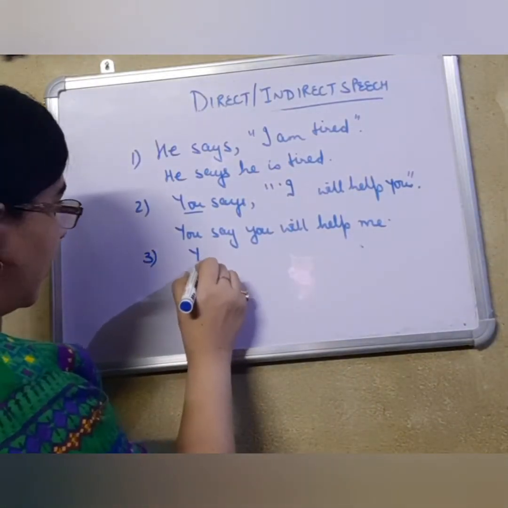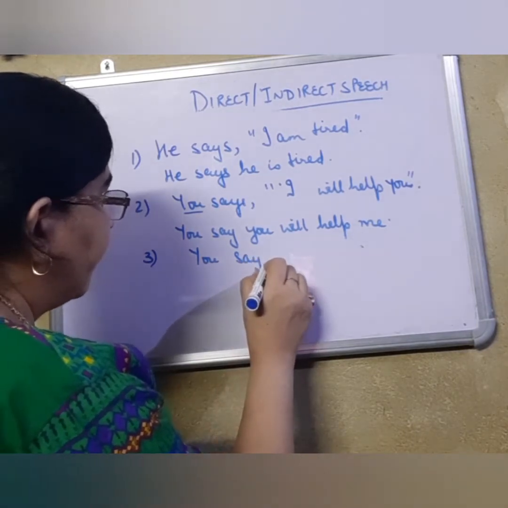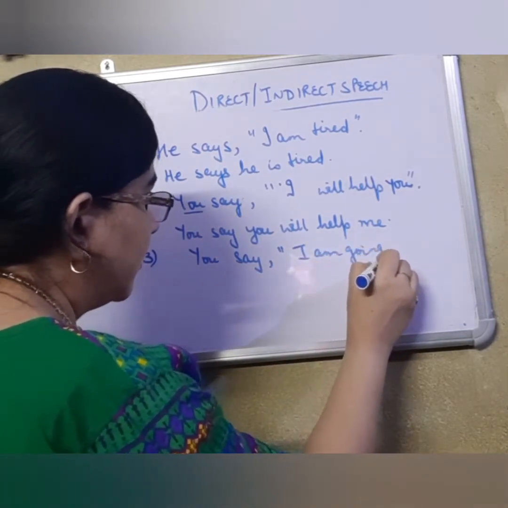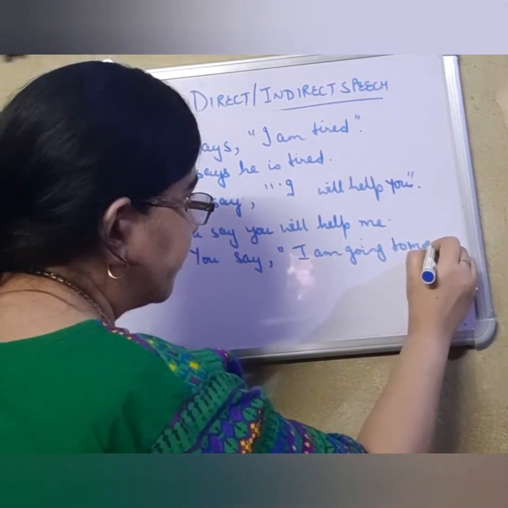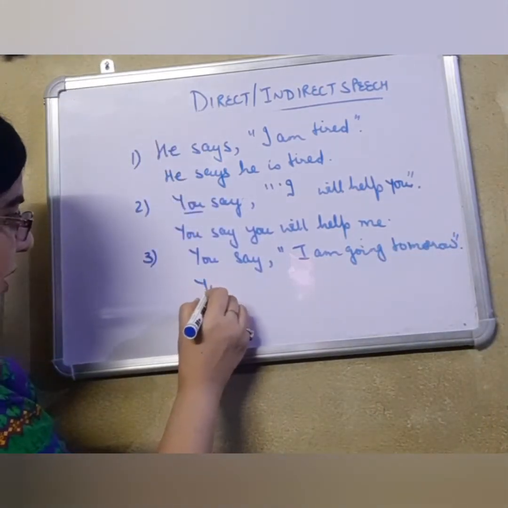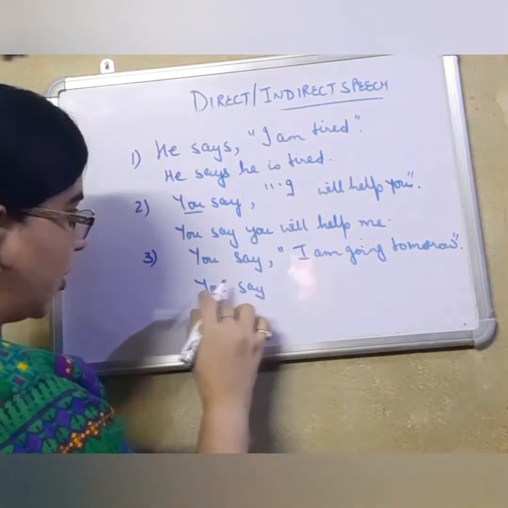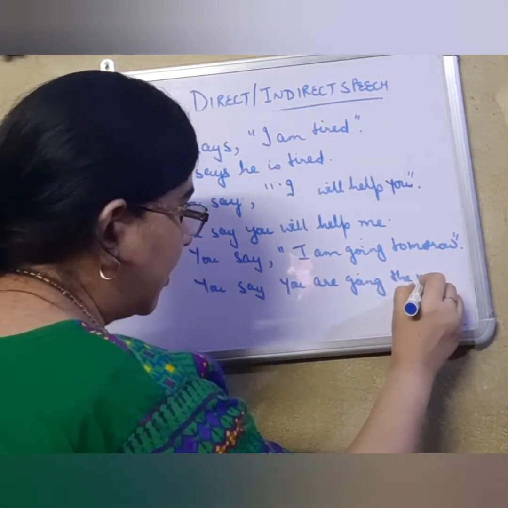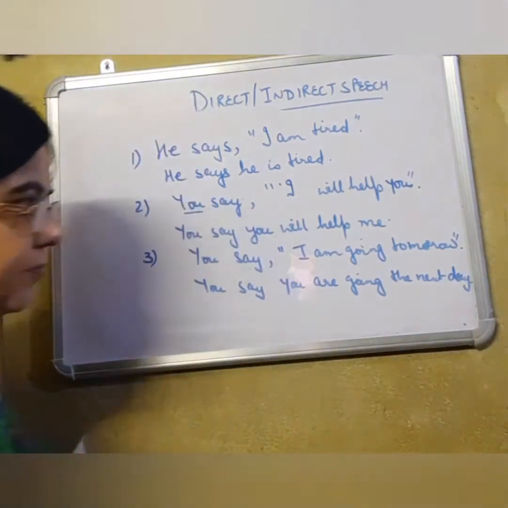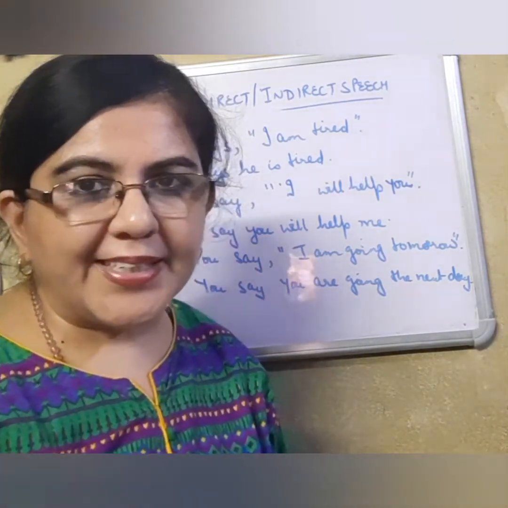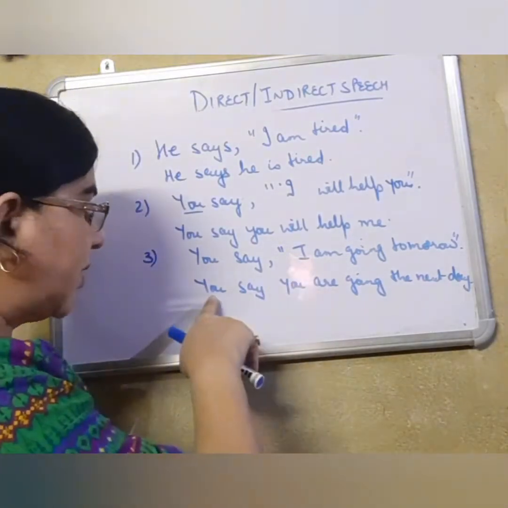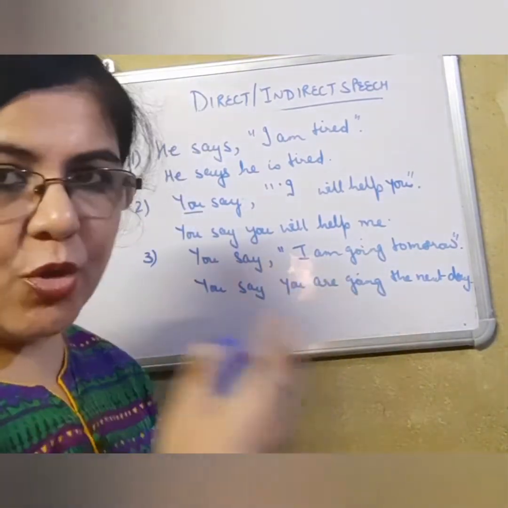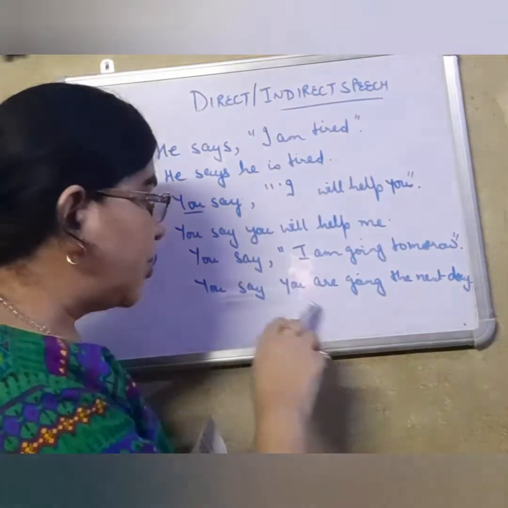Then, you say, I am going tomorrow. You will be converting it into: you say, I will be converted according to the subject, you are going the next day. So you say you are going the next day. Right? So I will be converted into that second person. Because when he was speaking directly through his mouth, now you are converting it from your own mouth that you said this thing to me. You say you are going the next day.